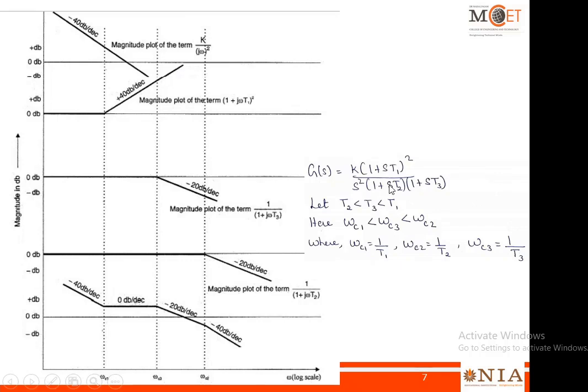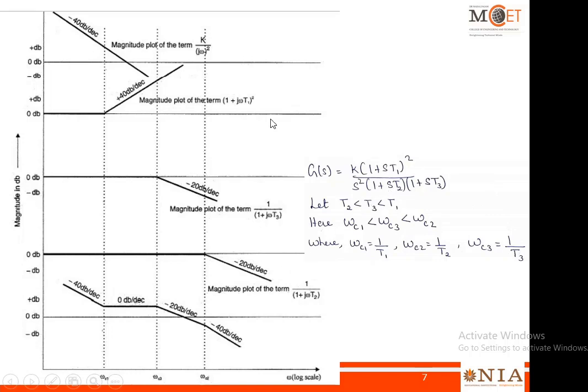Our third term is 1 by (1 plus s t3). This will contribute minus 20 decibels because s is in the denominator, after the cutoff frequency 1 by t3, that is omega c3. After this cutoff frequency you will have minus 20 decibels. Then the last term is 1 divided by (1 plus s t2). For this the cutoff frequency is 1 by t2, that is omega c2. After omega c2, it will contribute minus 20 decibels because s is in the denominator.